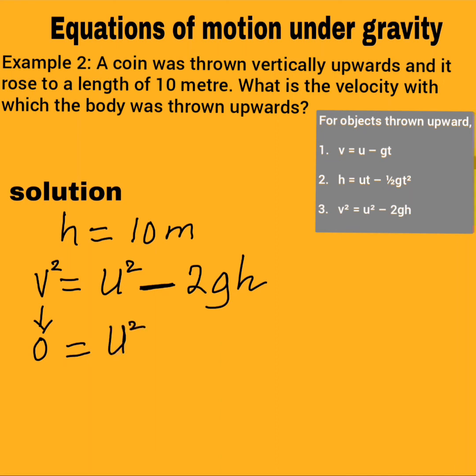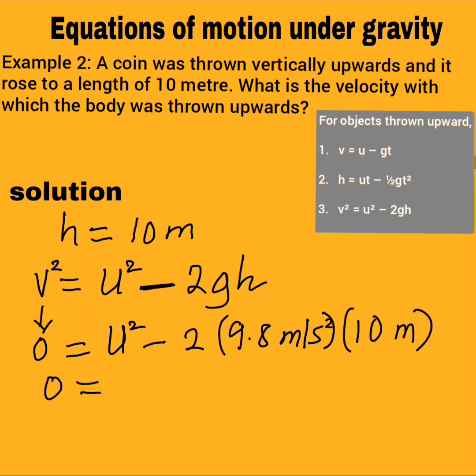Now this u is what we are looking for, and it is the velocity with which the body was thrown upwards, then minus 2 into bracket acceleration due to gravity. I'm going to use 9.8 meters per second squared, then multiplied by the height h. Since we are given the height, I'm just going to include it so that we don't waste time. So I'll just put 10 meters.